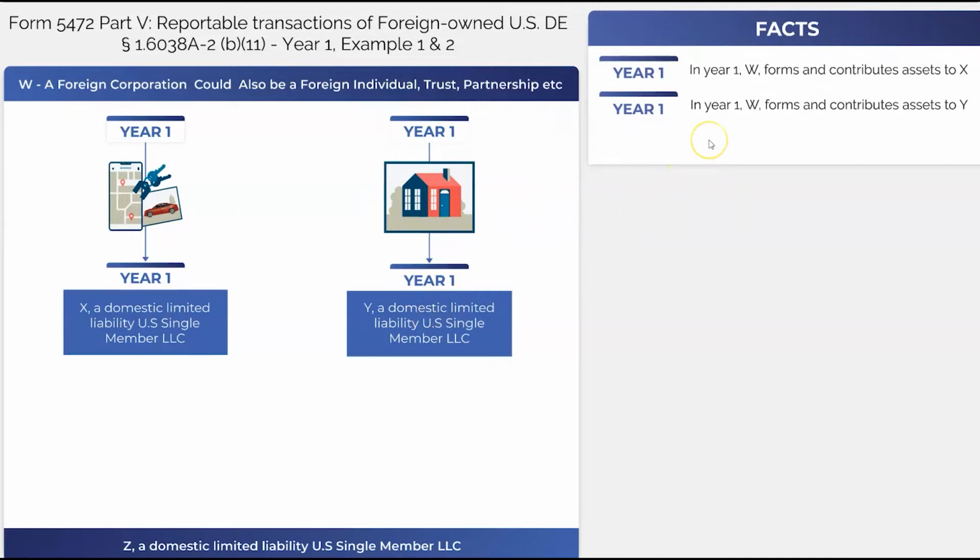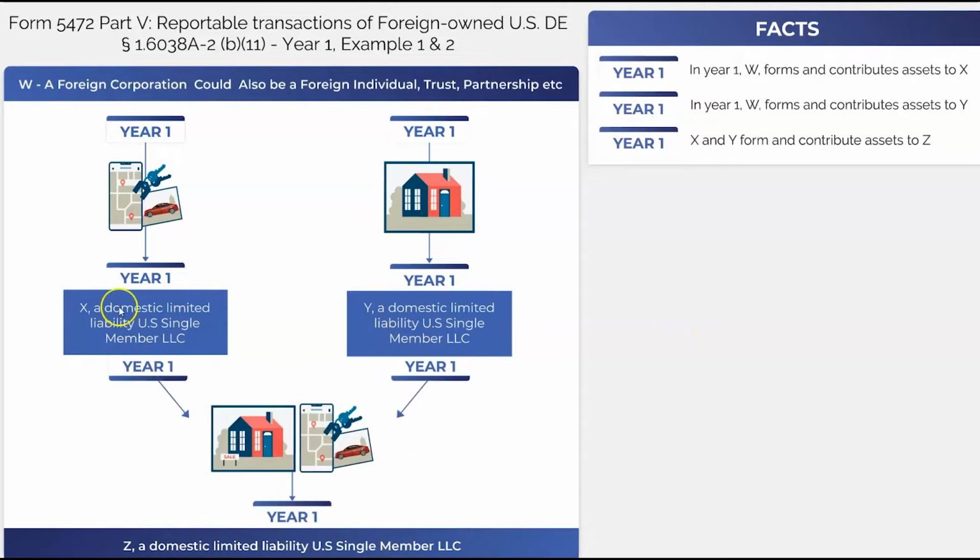So that looks all good. Now let's see what's happening again. In the same year, you have X and Y forming and contributing assets to Z. So Z here is also a single member LLC, and I'm going to show you why. Now you have X, which is a US LLC, and then you have Y, which is also a US single member LLC. They are all owned by W. They each contributed the asset they received from their parent to Z, which is also an LLC.